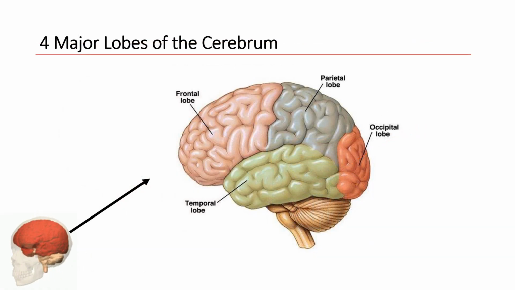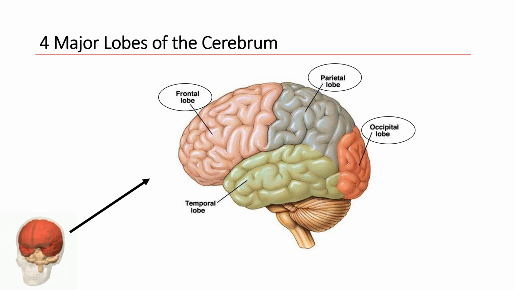The cerebrum has four major lobes. These lobes include the frontal lobes, the parietal lobes, the occipital lobes, and temporal lobes. Functions of the cerebral cortex include processing sensory information, controlling motor functions, and performing higher order functions such as reasoning and problem solving. So let us now take a look at each of these lobes more closely.